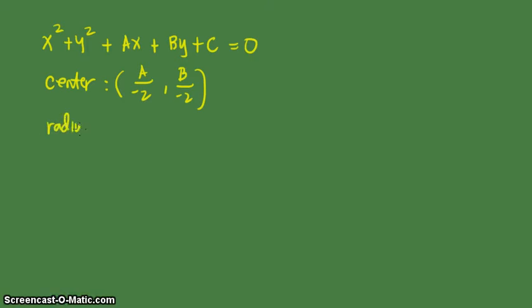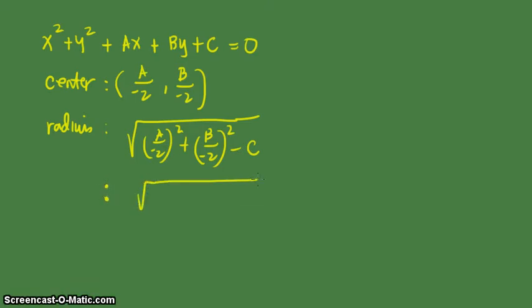The radius, on the other hand, will be the square root of a over negative 2 squared plus b over negative 2 squared minus the value of c. So don't be confused with the equation. This is basically the number, the center, so that is your a over negative 2 plus b over negative 2 squared minus c. To avoid confusion, remember this is a and b, so this can be simplified into the square root of a squared plus b squared minus c. And that's how you get the center and the radius of the circle. Okay?